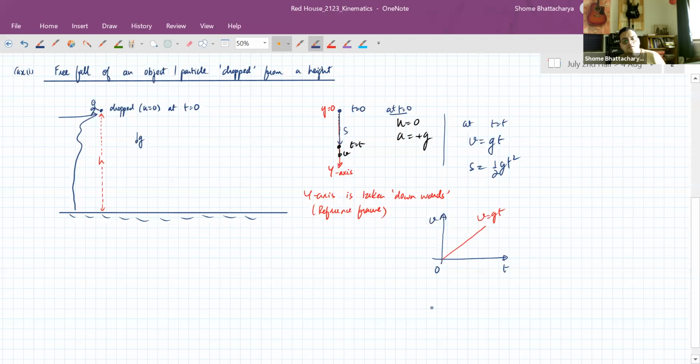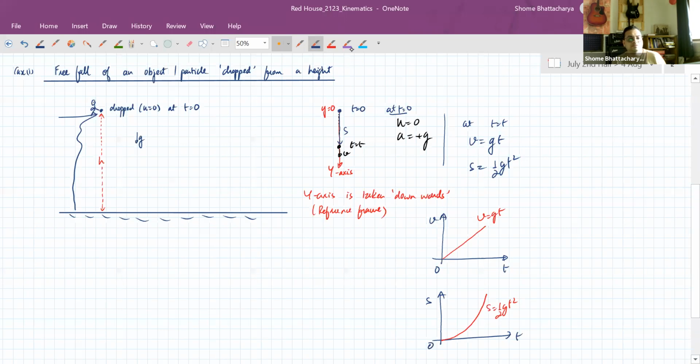And its displacement in the downward direction is increasing with respect to time in this kind of relation. Parabolic or quadratic graph, half gt square.